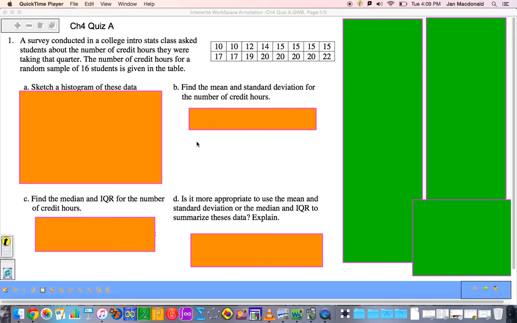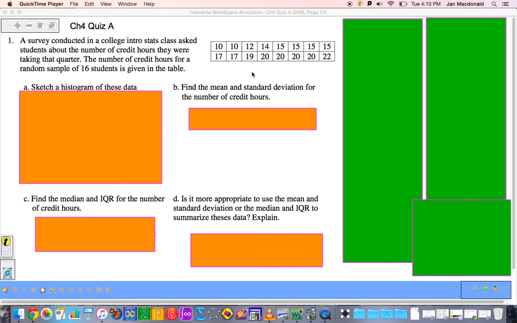Let's take a moment and read the prompt. A survey conducted in a college intro stats class asked students about the number of credit hours they were taking that quarter. The number of credit hours for a random sample of 16 students is given in the table. We can see here that 2 students took 10 credit hours, 1 student took 12 credit hours, 1 student took 14 credit hours, 4 students took 15 credit hours, etc., etc.